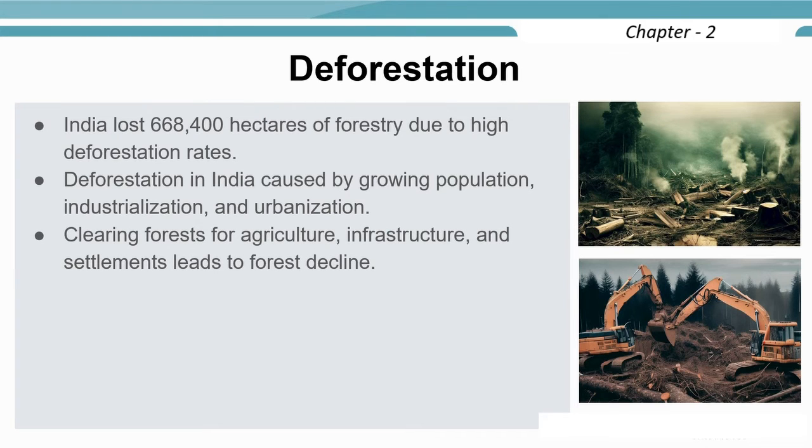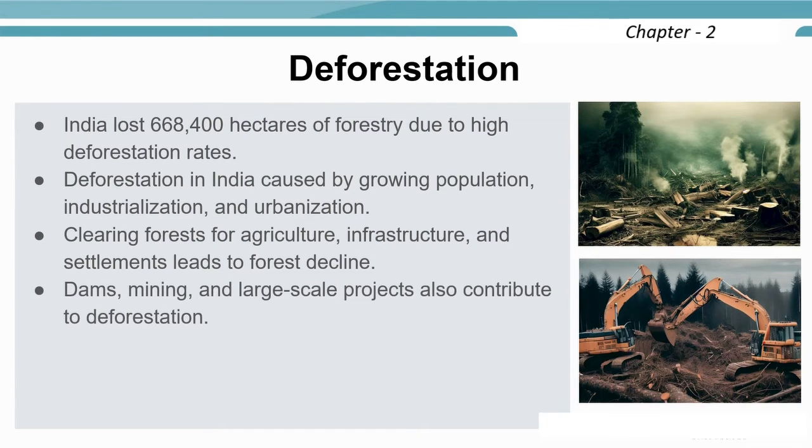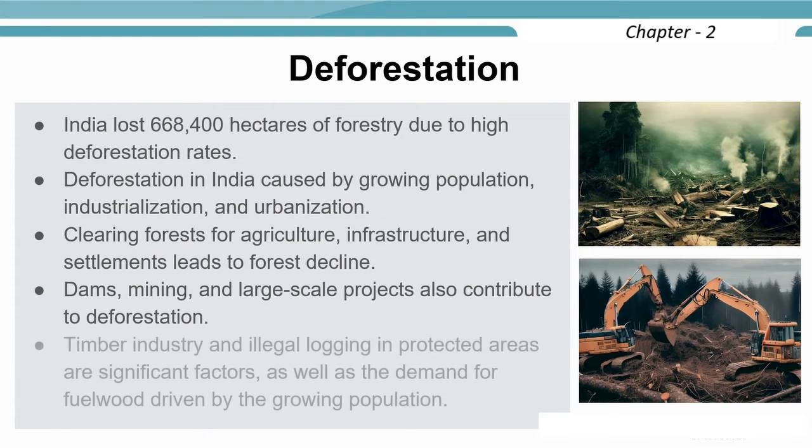Clearing forests for agriculture, infrastructure and settlements leads to decline in the forest area. Dams, mining, and large-scale projects also contribute to deforestation. Timber industry and illegal logging in protected areas are significant factors, as well as the demand for fuel wood driven by growing population. So these are some of the causes of deforestation, and deforestation is leading to higher soil erosion rates.